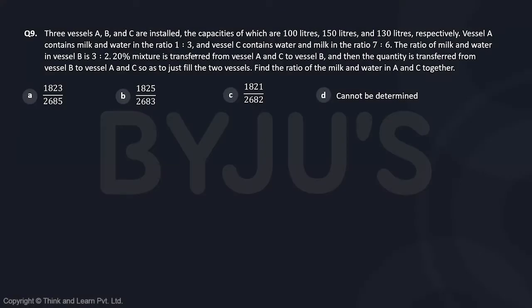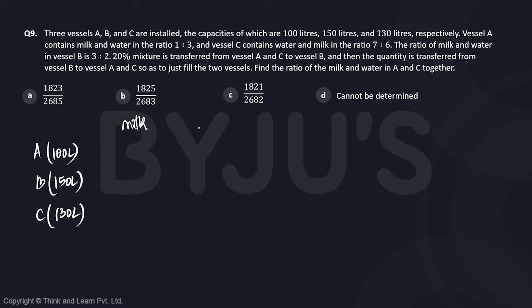Three vessels A, B, and C are installed, the capacity of which are 100 liters, 150 liters, and 130 liters. So we have vessel A, whose capacity is 100 liters. We have vessel B, whose capacity is 150 liters. We have vessel C, whose capacity is 130 liters.